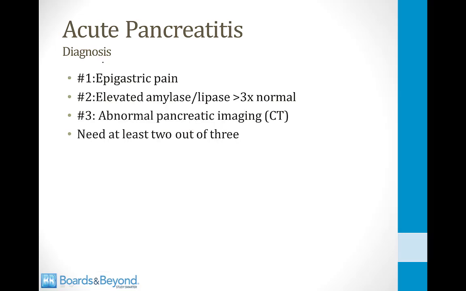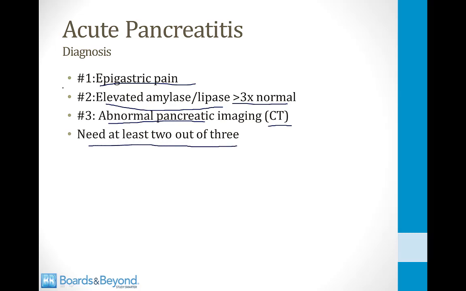Everything I mentioned up to this point are potential abnormalities you can see on lab testing or imaging, but technically to make the diagnosis of acute pancreatitis, there are three criteria. The first one is epigastric pain. The second is an increased level of serum amylase or lipase greater than 3 times the upper limit of normal. The higher the amylase and lipase, the more likely they represent pancreatitis and not some other source of those two enzymes. And then the third criteria is abnormal imaging of the pancreas by CAT scan or MRI.